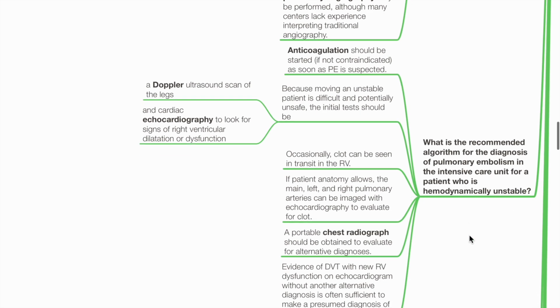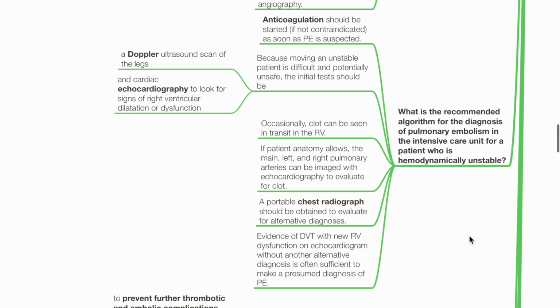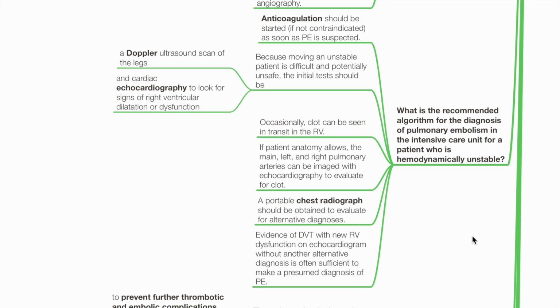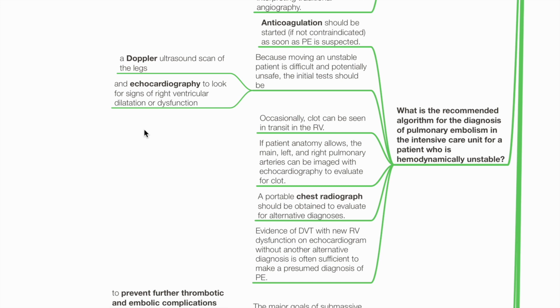What is the recommended algorithm for diagnosing PE in patients who are hemodynamically unstable? Anticoagulation should be started as soon as PE is suspected if it is not contraindicated. Because moving an unstable patient is difficult and potentially unsafe, initial tests should be Doppler ultrasound scan of the legs and echocardiography to look for signs of right ventricular dilation or dysfunction.